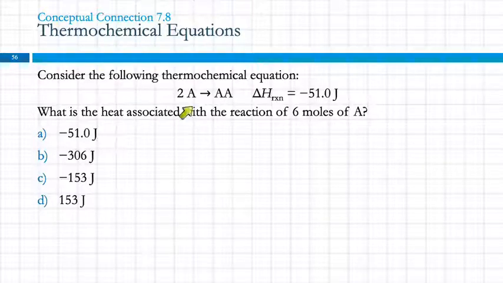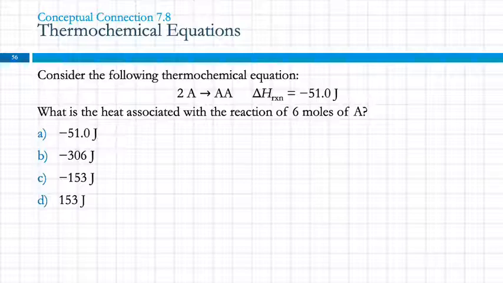I'm wondering now if I typed this in wrong or what, because 2A is going to AA. Shouldn't it be A2? I don't know. Anyway, that's the reaction. And when 2 moles of A react, the heat that we see is negative 51 joules. So 51 joules of heat energy is released when 2 moles of A react. So the question is, what's the heat associated with the reaction of 6 moles?